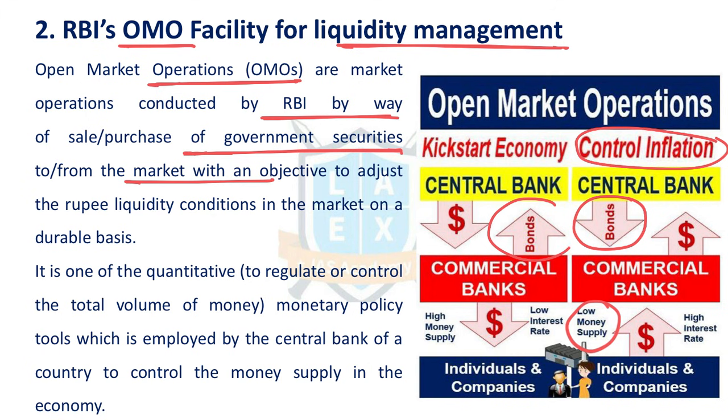The central bank buys the bonds from individuals so that the bank gives the money to the individuals. They spend it or they invest it. That will kickstart the economy. That means OMOs are used for growth as well as to control the inflation, depending upon the condition. RBI uses it as a quantitative tool. That means to increase or reduce the total volume of money, RBI uses open market operations.